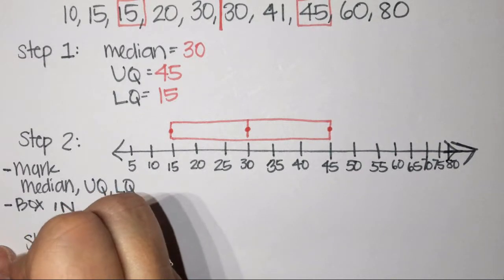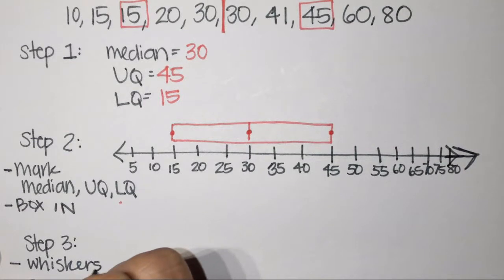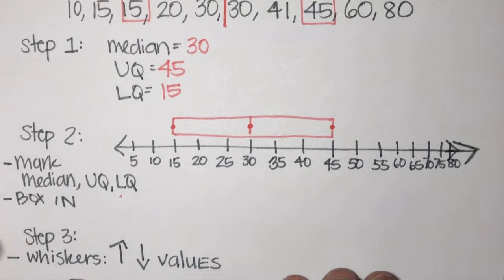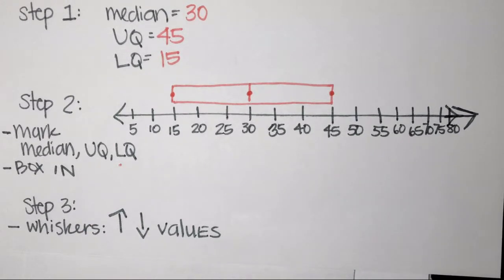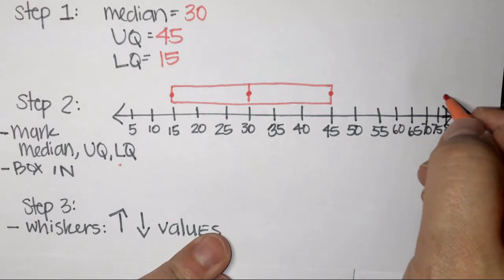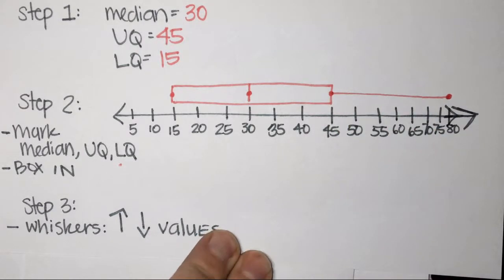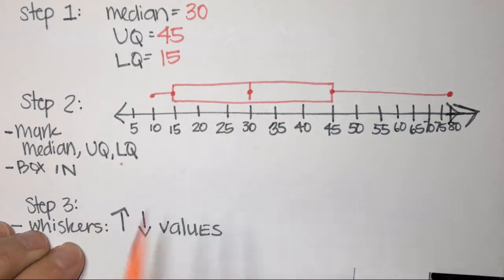Step 3 is going to be our whiskers. And your whiskers are your highest, I'm going to abbreviate this, and lowest values. I'm going to move that up so you can see. So step 3, our last step, is going to be our highest and lowest values. What was my highest value in that set of data? 80. So I'm going to come all the way out here, put a dot, and draw a whisker. What was my lowest value? 10. So I'm going to draw a dot, draw a whisker.